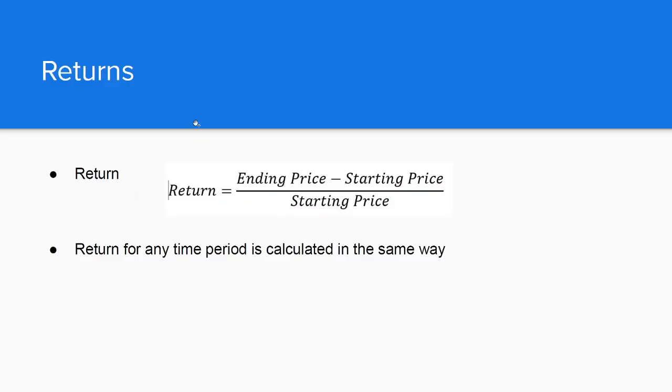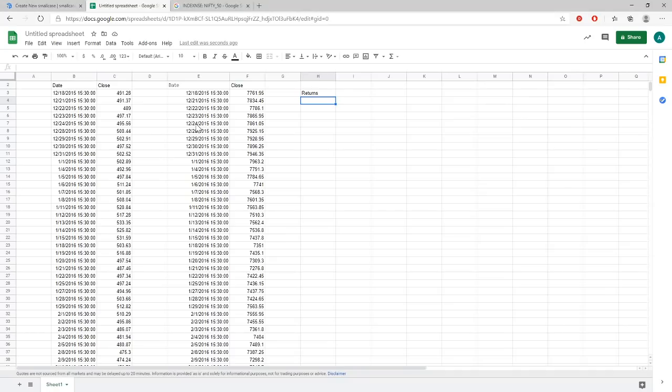Now the formula for return is ending price minus starting price divided by starting price. So basically you take two time periods, you take a later time period, you take an earlier time period, you take the difference between the two and you divide it by the earlier time period's price. So for instance, over here, the return as on 21st December 2015 as compared to 18th December 2015 can be easily calculated.